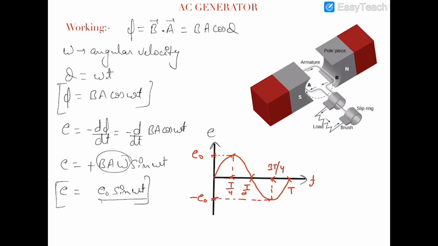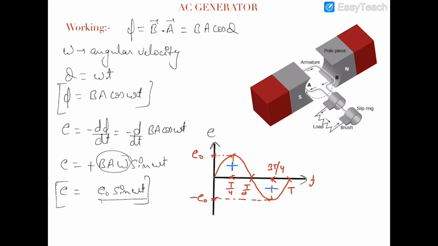So when this EMF is being connected with this load resistance, then this EMF is being converted into current, and the current which is flowing through that is alternating in nature, because you can see that for some time it is positive and for other time it is negative. So it is changing its polarity and the current is changing its direction. So this is the alternating current.